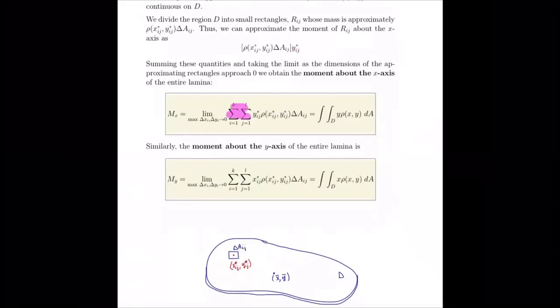So this is here. The exact moment about the x-axis will take the limit as the dimensions of these rectangles shrink to 0. And we have y_ij star times the density function at each of these points times the area of each of these subrectangles. And this is in the limit equal to the integral over the lamina D of y times the density function, rho of x,y. So we do the same thing to find the moment about the y-axis.